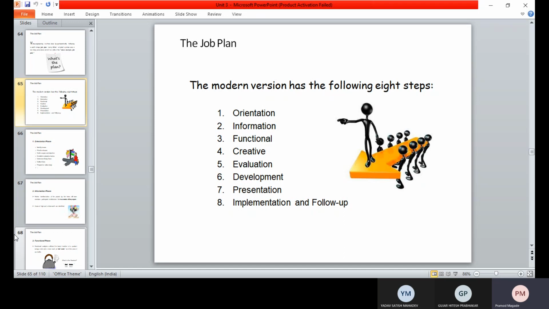The job plan, the steps are there, and Miles has given the description related to these steps. Orientation means what, information means what, creativity means what, evaluation why it is required, development procedures are required, how to select, the presentation nature, and the implementation and follow up.